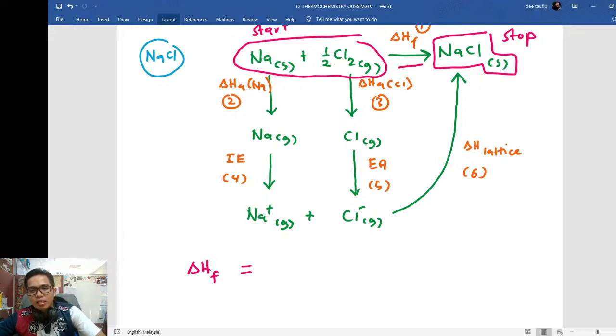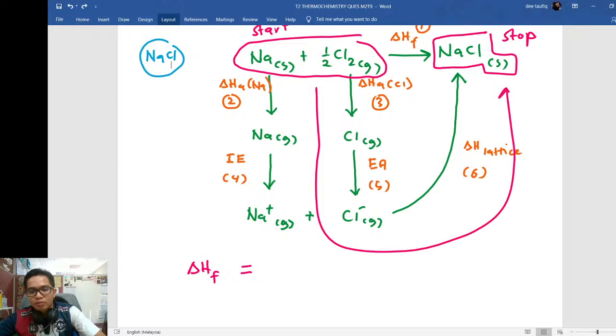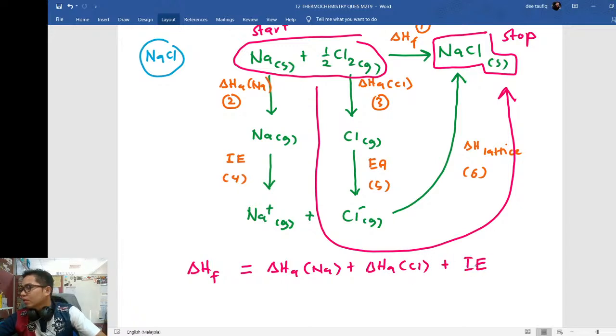So yang ini, lebihnya yang ini kita tambahkan. All the way to here. So 2 plus 3 plus 4 plus 5 plus 6. Tambahlah semua sekali tu. So delta HA for Na plus delta HA for Cl plus IE plus electron affinity and then lattice energy.